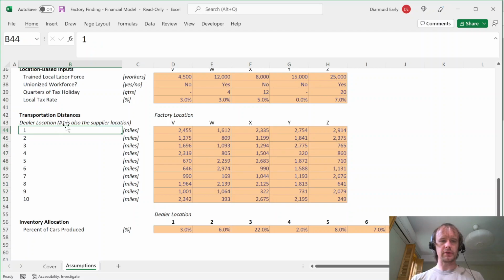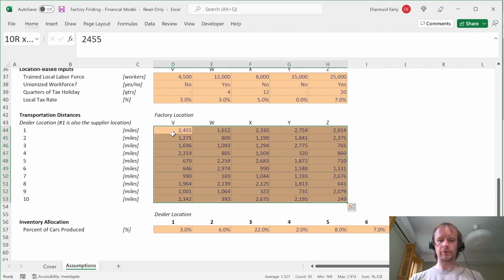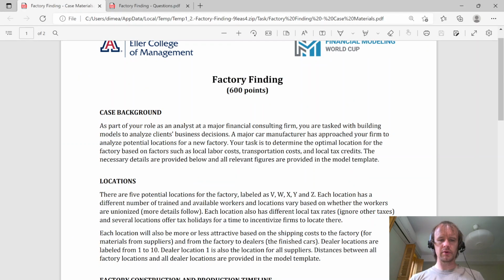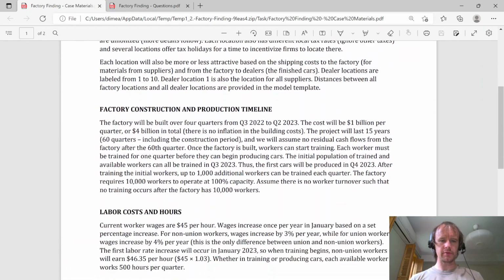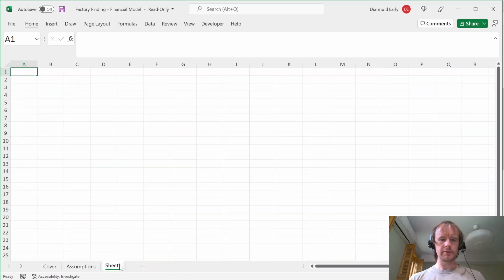And we're also told location number 1 is the suppliers. This is where the materials come from, and then this is where everything gets shipped off to. And there's more details in the instructions. I'll refer back to them if I need to, but hopefully we can keep moving along. So that's the setup. Let's go build the model.